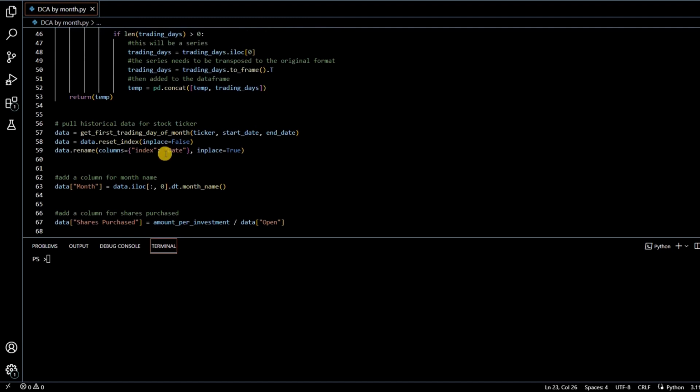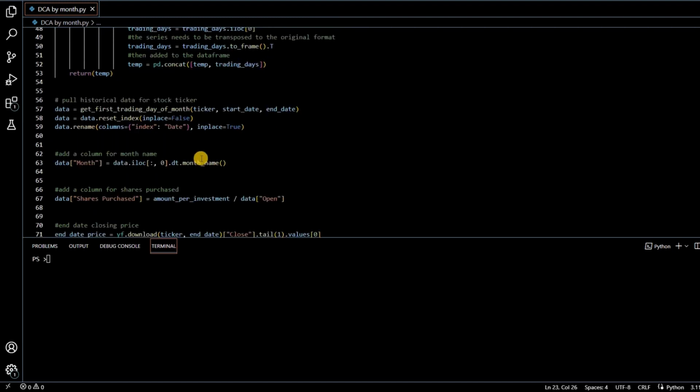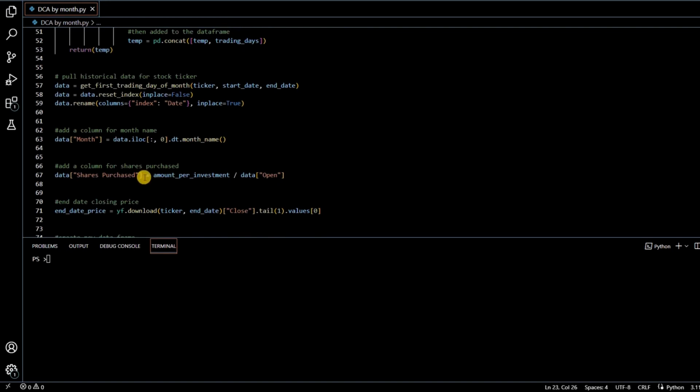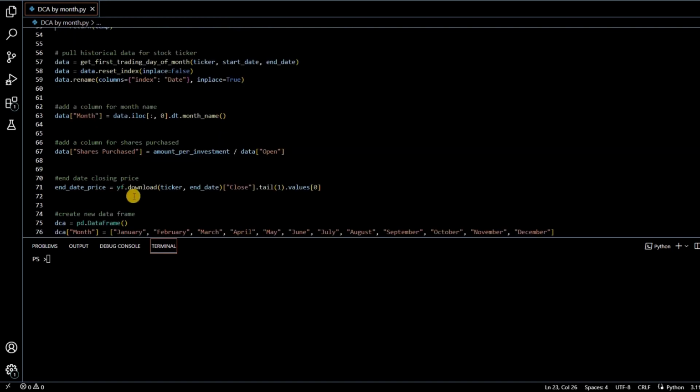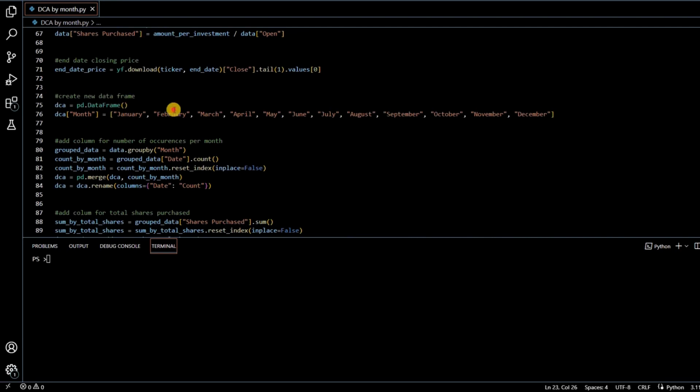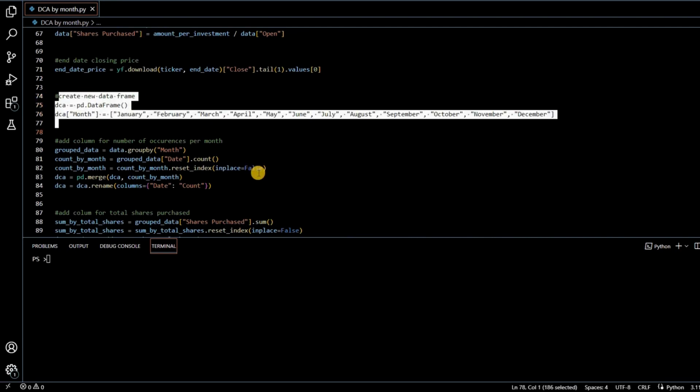So you have to find the first active trading day of each month. And then here we actually start pulling the stock data, based on the first trading day. We add in a couple of columns for the month names, the amount, and the shares purchased, as well as the closing price at the end of the time period so we know what we're comparing against. And then this whole section starting right here basically creates a data frame with all of the data that we want to look at.